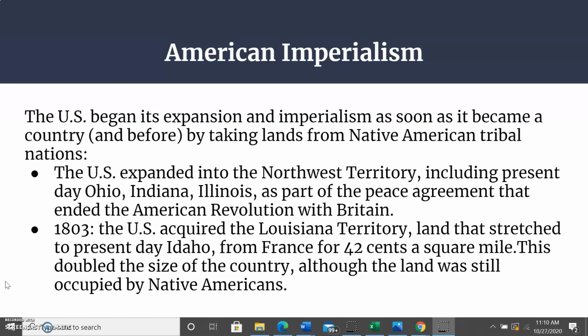So we expand into the Northwest territories of Ohio, Indiana, Illinois, as part of the peace agreement that ends the American Revolution with Britain. So, in other words, our first action as a new emerging country is to take over all of this territory that is still inhabited by Native Americans.